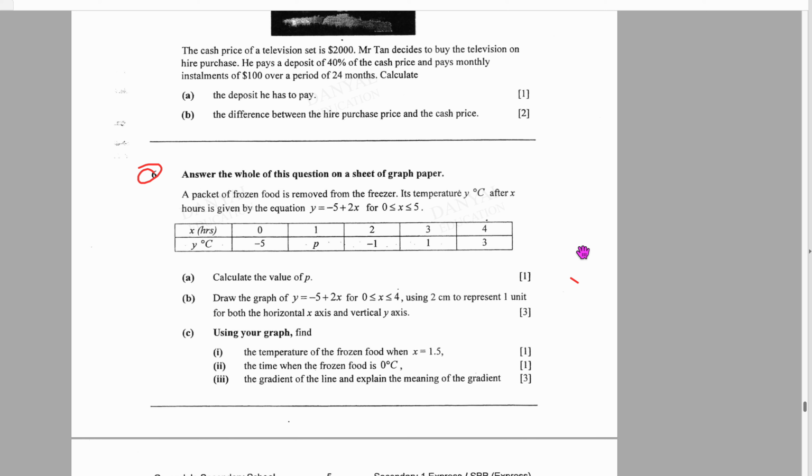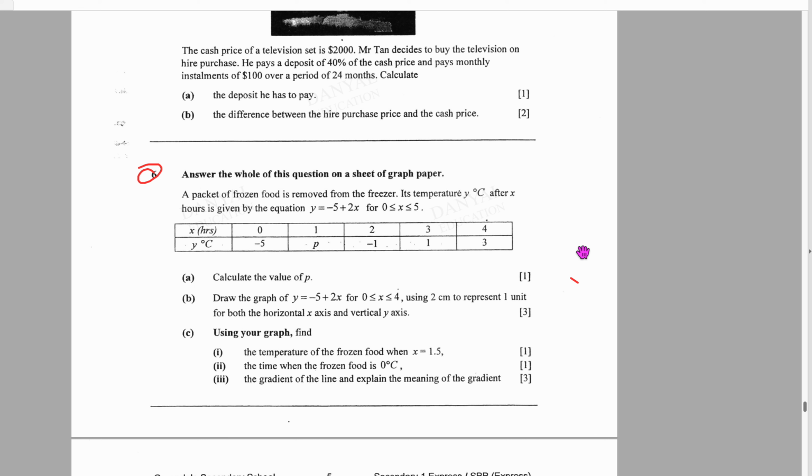Then for C2, it is 0 degree Celsius. So if they say the time when the frozen food is at 0 degrees, you need to find the hours. So given y equals 0, what's your x? It's 2.5. So y equals 0 is here, right? So you just go across, so it's 2.5.